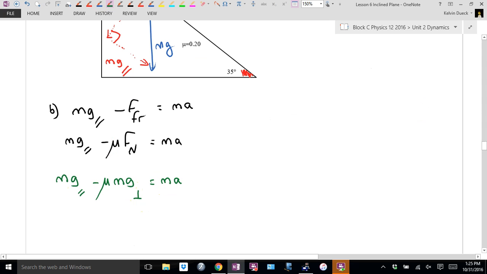You okay with that? Hedrick, mg two lines. Which trig function was that one? Do you remember? Two lines is going to be sine. I'm going to get this: mg sine theta minus mu. What about mg perpendicular? Don't forget the m. Don't forget the g. Cos theta. And that equals ma.